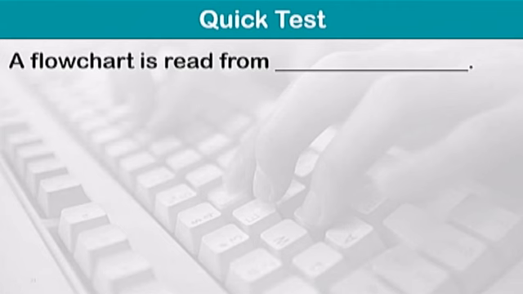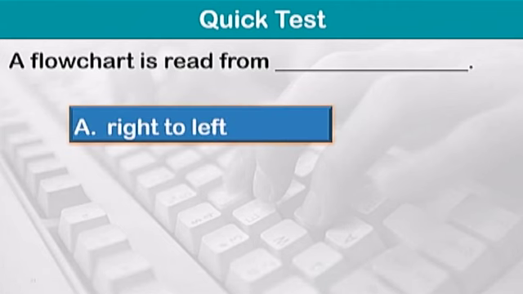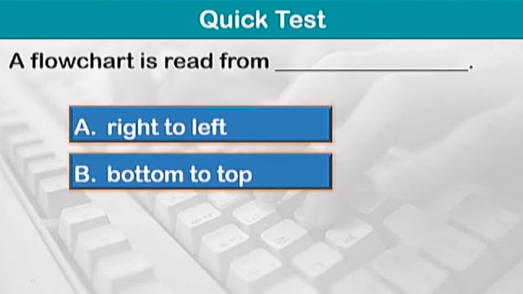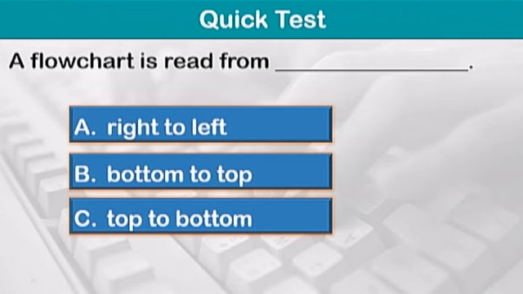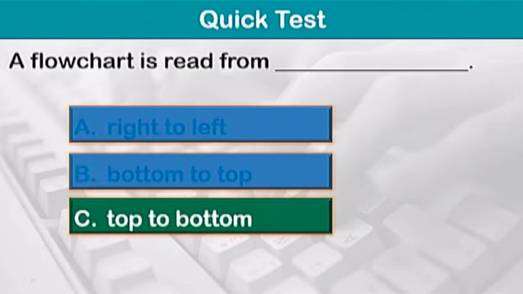A flowchart is read from: A, right to left; B, bottom to top; or C, top to bottom. We learned in the guidelines to draw flowcharts that the direction of flow in a flowchart is from top to bottom, making it easier to read and follow the steps. Hence, option C is the correct answer. Next question.